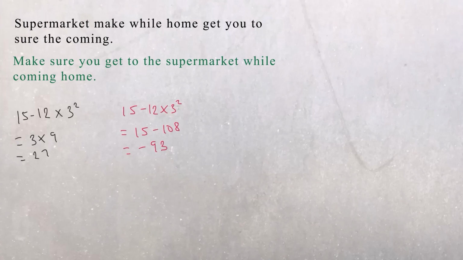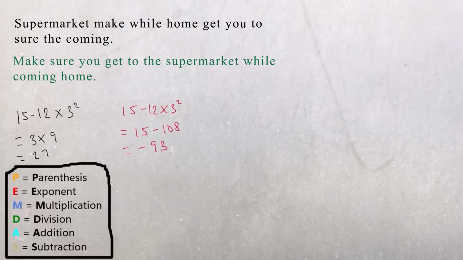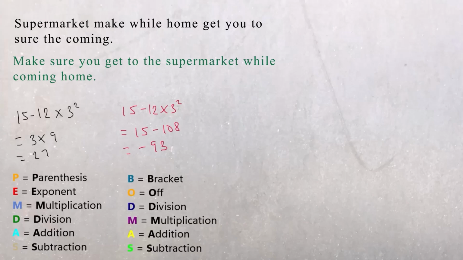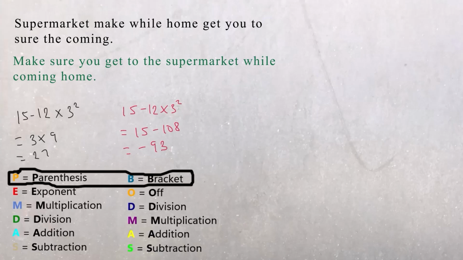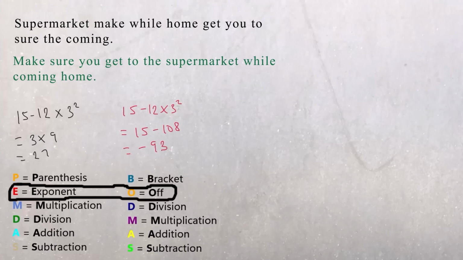Operations are mathematical actions like addition, subtraction, multiplication among others. Let's look at this table. The P is parentheses, E for exponent, M for multiplication, D for division, A for addition, and S is subtraction. The B is bracket, the O is of, D division, M for multiplication, addition, and even subtraction. Please take note that the two acronyms are the same. B and parentheses are the same. Exponent and of are the same, among others.